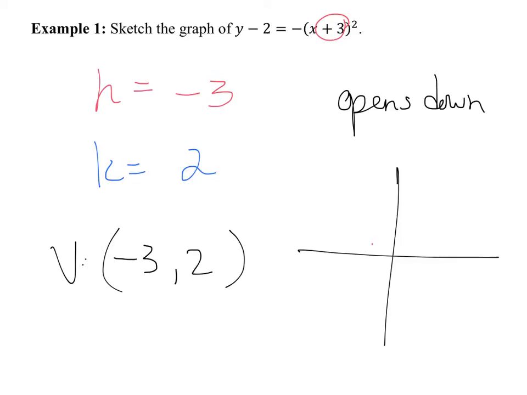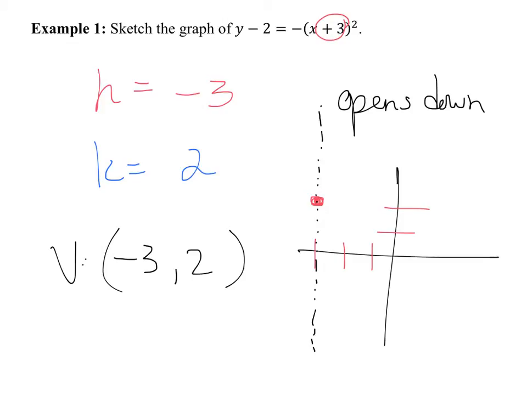So here we go over 3 first, and we go up 2. So there's my coordinate. It's definitely going to open down. We know that already. Now, what you can do is recognize that any point on one side of the parabola is the same as the other side. So see that dashed line I just drew there? That's the axis of symmetry.